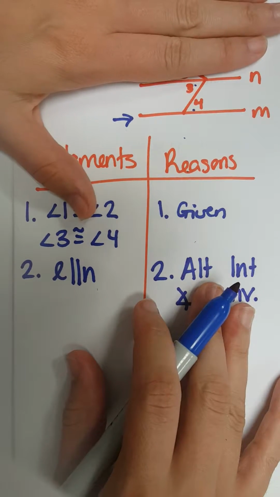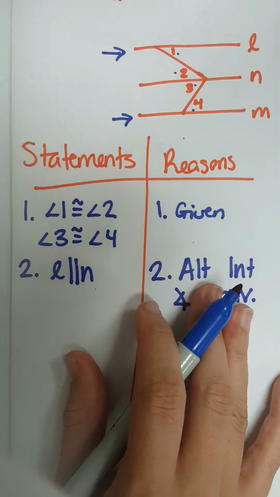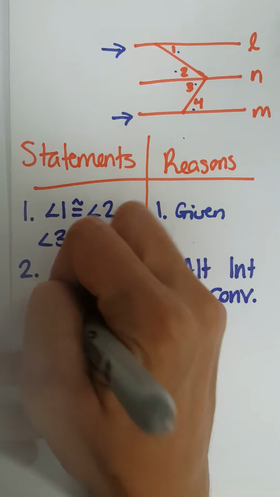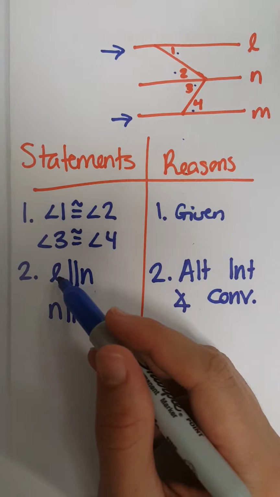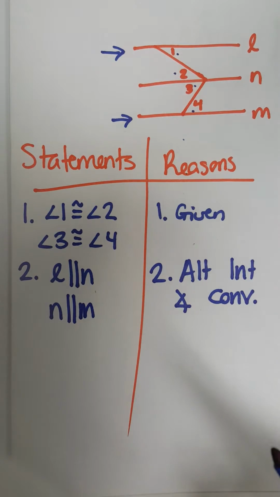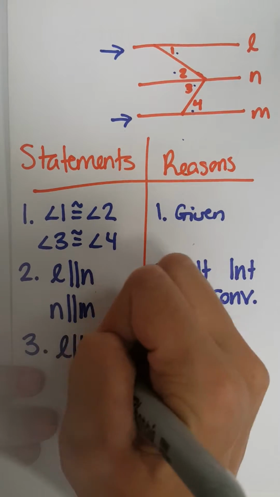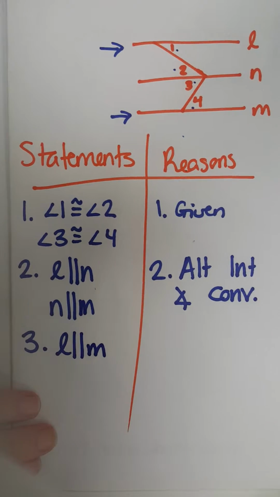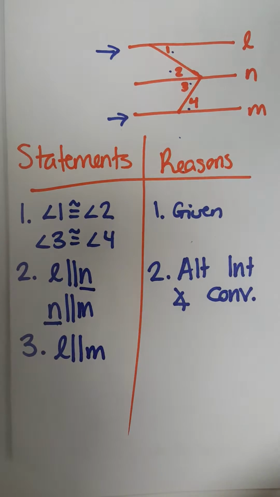So, what do we have to look at next? Well, let's look at N and M. I know 3 and 4 are congruent. What does that mean about N and M? They are parallel as well, for the same reason, so I'm just going to write it right there and not have to write it again. Done. Now that I have L is parallel to N is parallel to M, what can I say next? I can actually end this proof. L is parallel to M. Why? Because they're parallel to the same line.